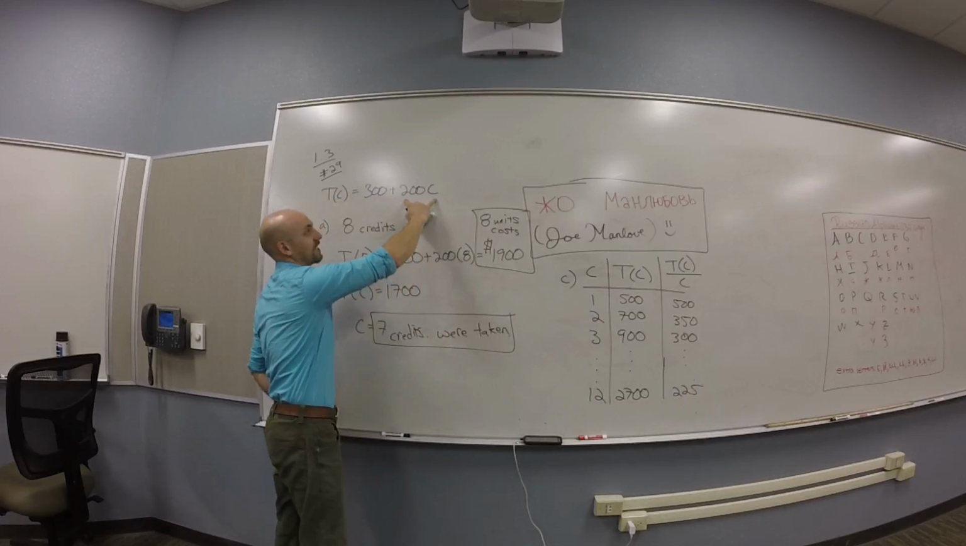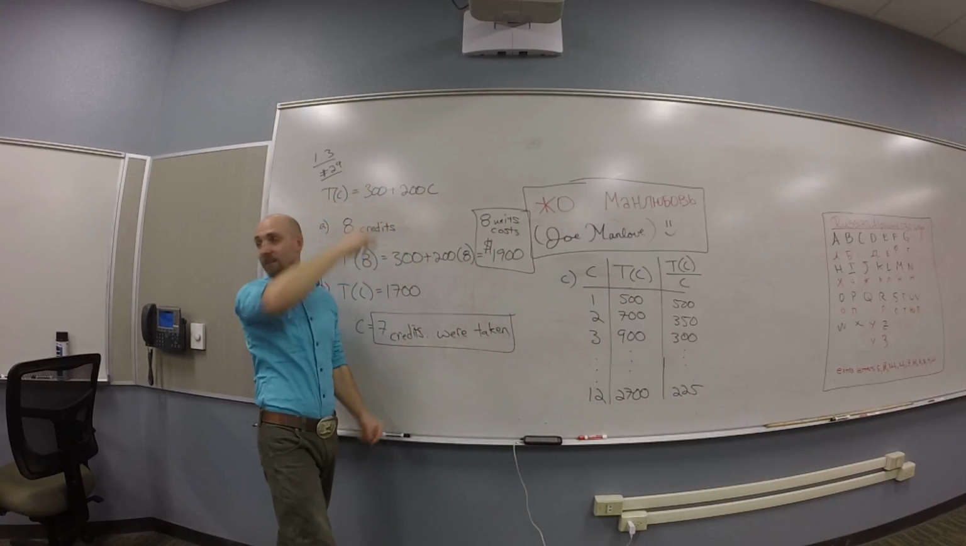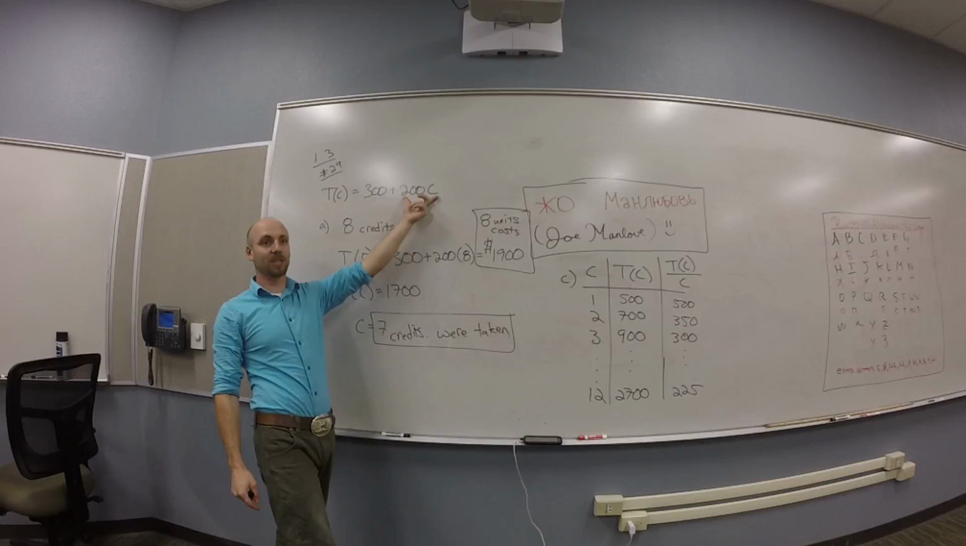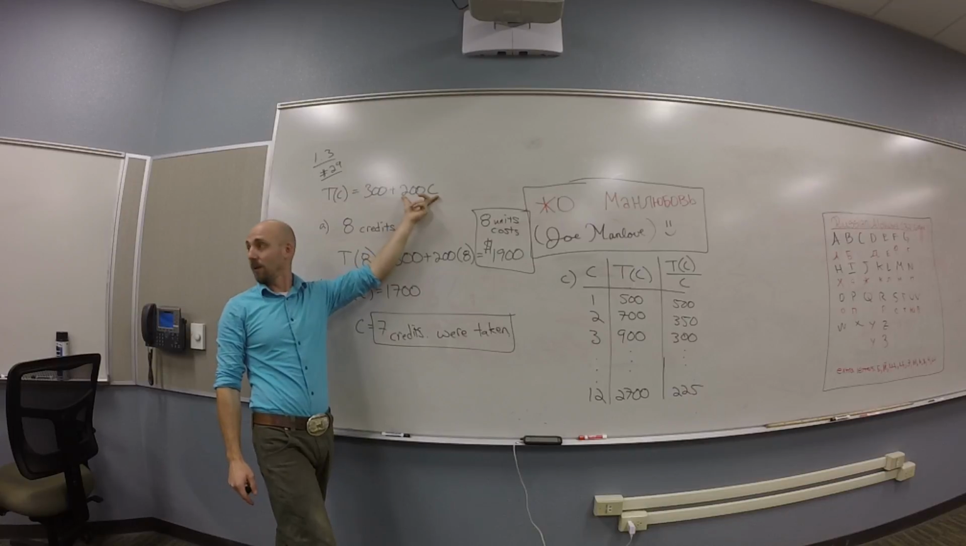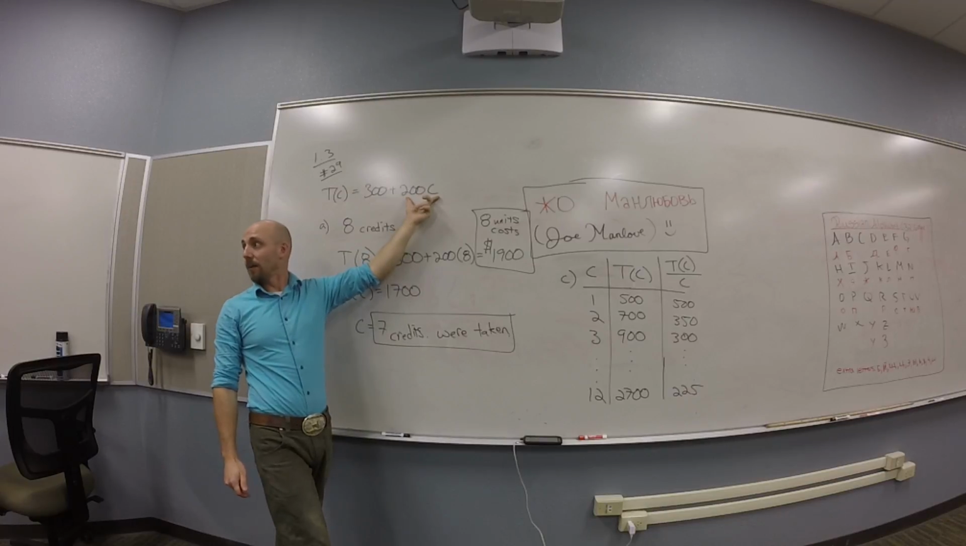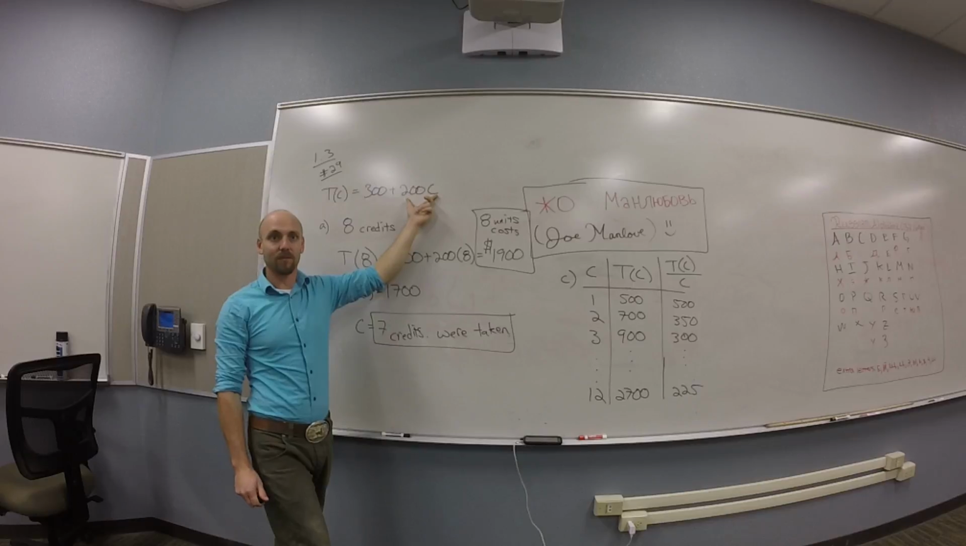See that? Because a unit costs $200. That's what this slope means. This slope says $200 per unit. So I'm never going to get below that, right? But I can get pretty darn close. You see that?